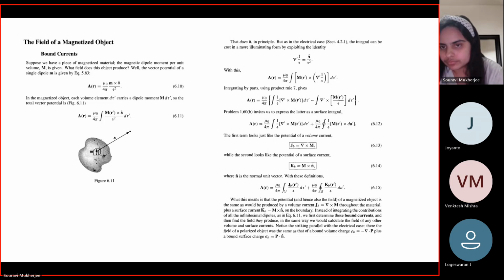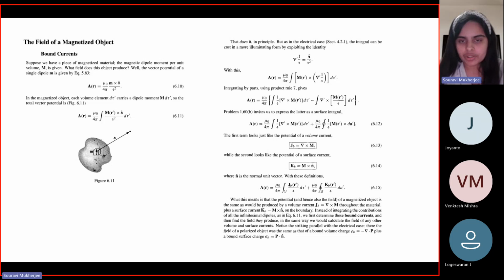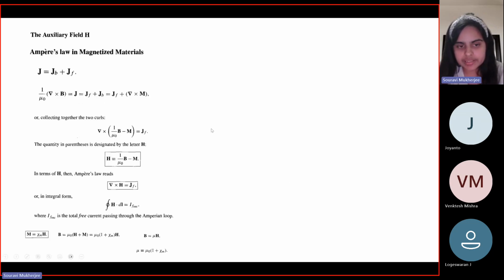Okay. So now what it means is that you can write the Ampere's law for the free currents that you apply. And this is how it will look like. So this is for your free currents, which you have control over. So when you apply some current to your coil systems, this is the free current.